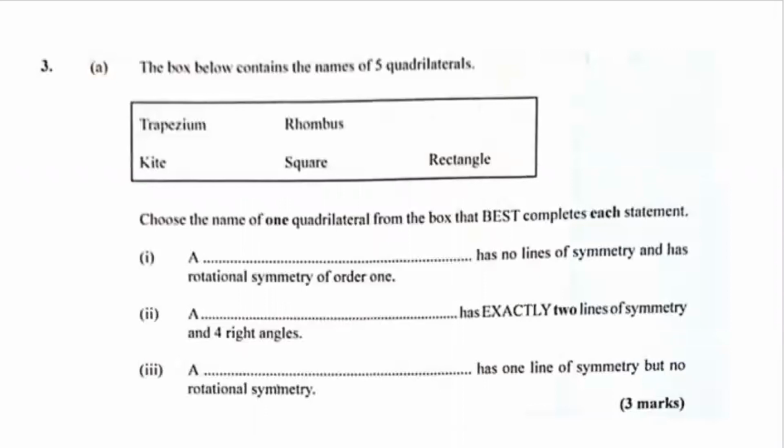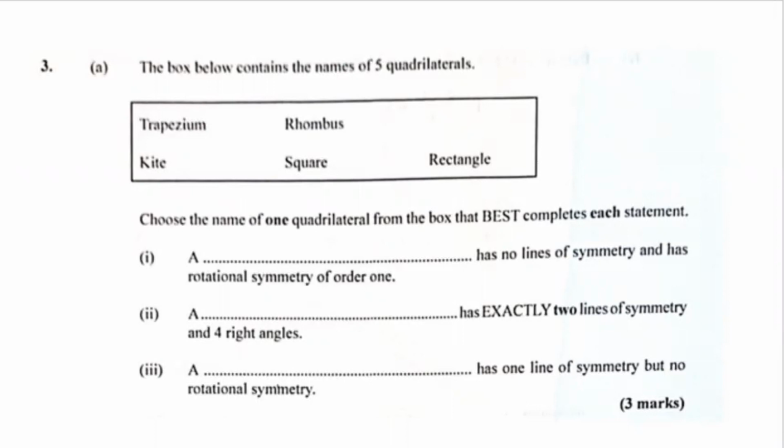So question 3 says the box below contains the names of 5 quadrilaterals. They gave us the trapezium, the rhombus, the kite, the square, and the rectangle. It says choose the name of one quadrilateral from the box that best completes each statement. So part 1 says a dash has no lines of symmetry and has rotational symmetry of order 1.